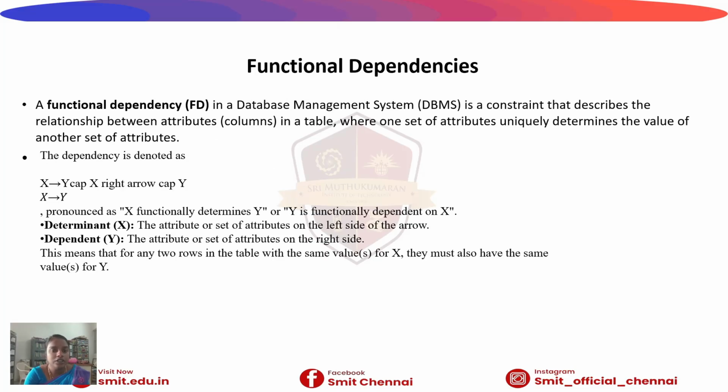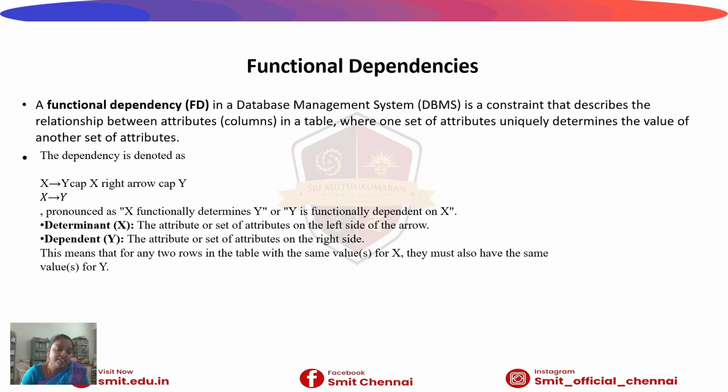We are continuing with functional dependency. Functional dependency in a database management system is a constraint that describes the relationship between attributes. Relationship between attributes means the columns in a table, where one set of attributes uniquely determines the value of another set of attributes. Like two tables will be there, where one set of attributes uniquely relates to another set of attributes in the other table.